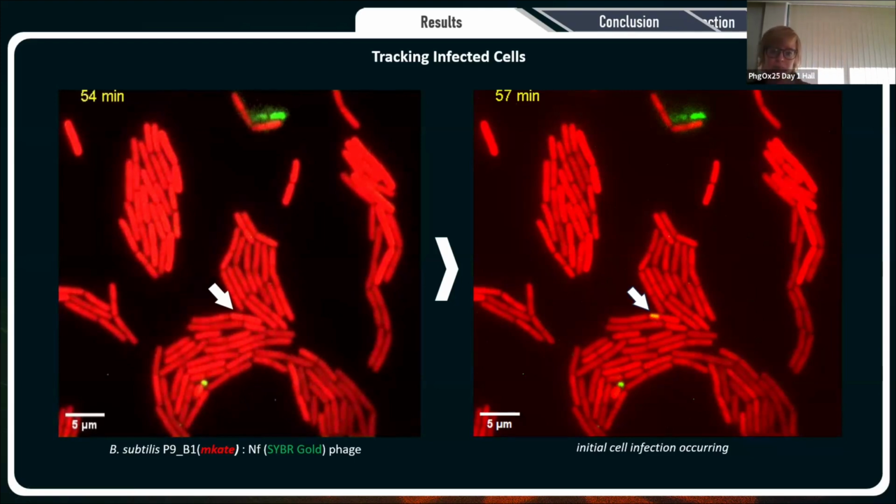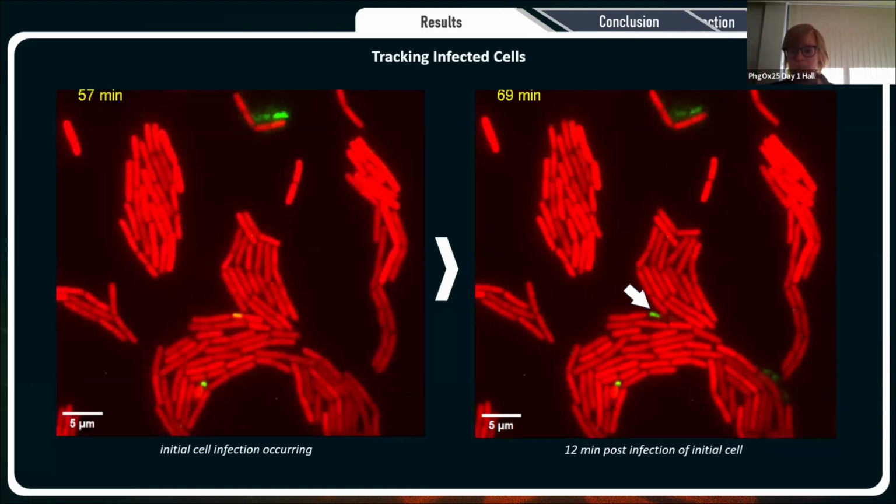However, at about the 57-minute mark, we see a yellow dot presenting itself in one of the cells. So this is the red MCATE and the green are now overlaid. So there is phage in that cell.